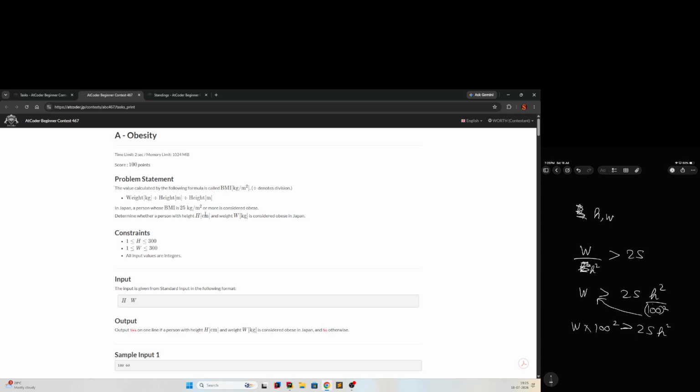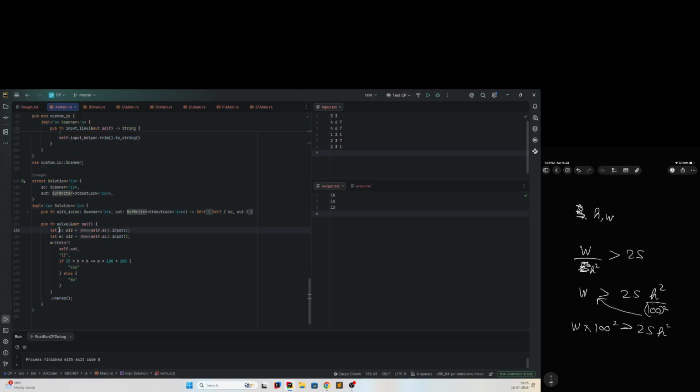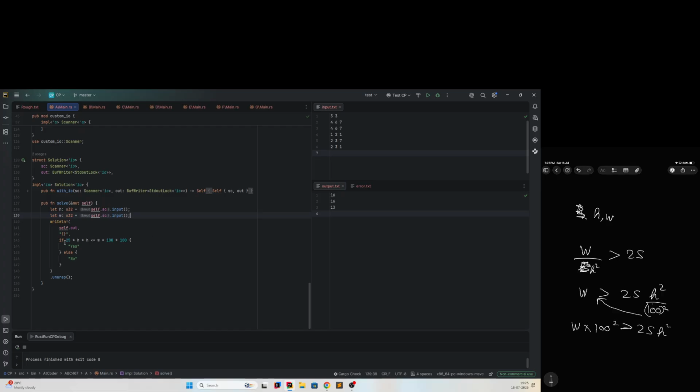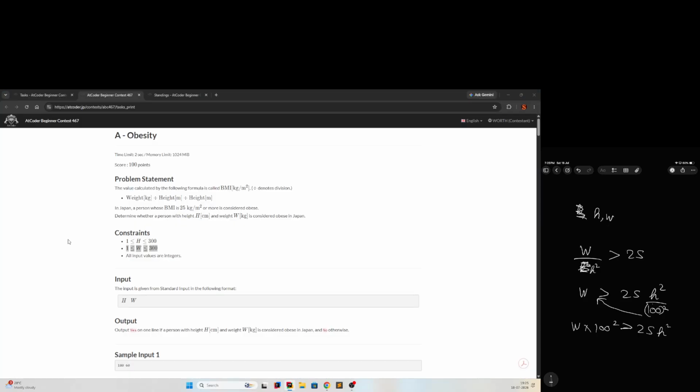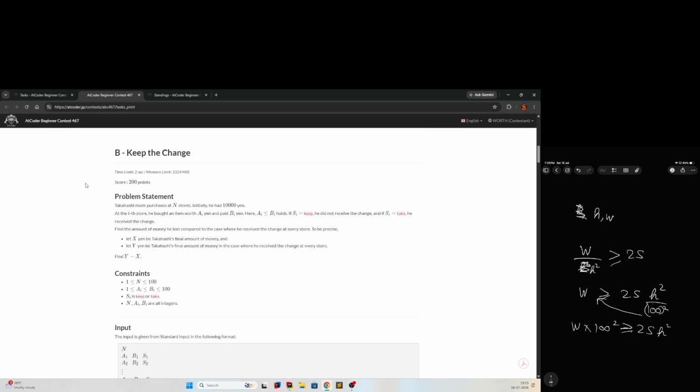We can simplify it more, but this is enough. And these are well within the constraints of an integer, like this will not overflow. So if we see the solution, I take h and w as input. Then w times 100 square should be greater than or equal to 25 times h square. So this is the condition I put. Accordingly, yes and no, we're printing. So that's the first one.